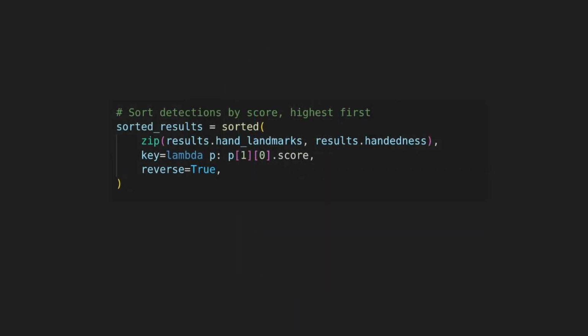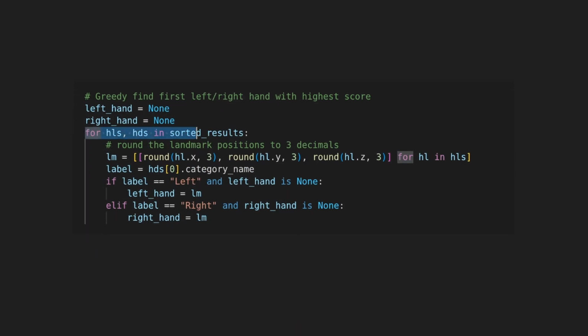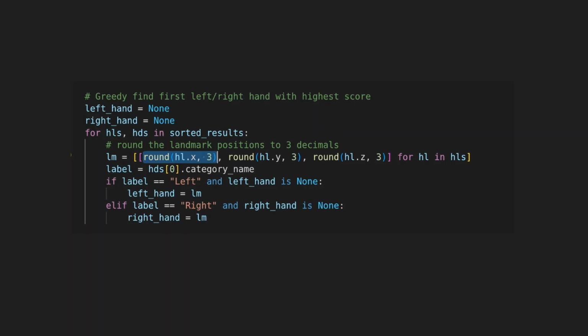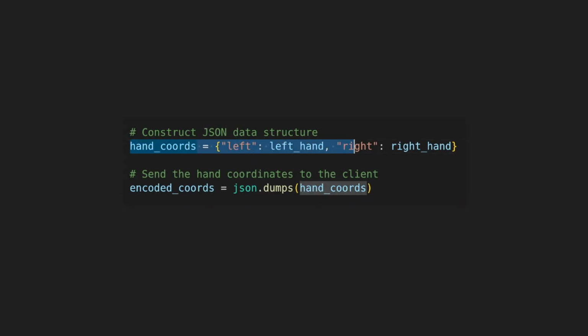To create this data structure, we first need to sort the hand candidates by their score. By zipping the landmarks and handedness lists, we can enumerate the hand detection and the landmark positions at the same time, and sort by the confidence score. By default, sorting is in ascending order, so by reversing, the first element is the most confident detection. Then we can iterate through the sorted list and find the highest scored left hand and the highest scored right hand landmarks. We round their positions to 3 decimals as we don't need more precision than that. Finally, we put the JSON structure together and dump it to a string that we can send to Godot.